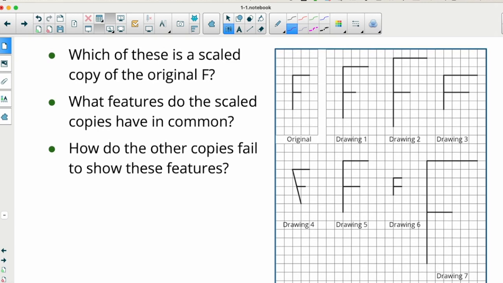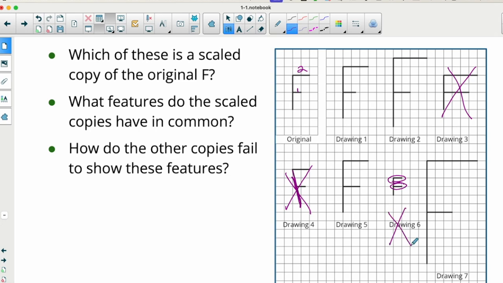I noticed right away that drawing 4 doesn't look the same because this part right here is slanted and ours is vertical. Drawing 3 just looks wrong as well. Drawing 6, if you notice, the two horizontal parts are the same length, but in the original, they're not the same length.